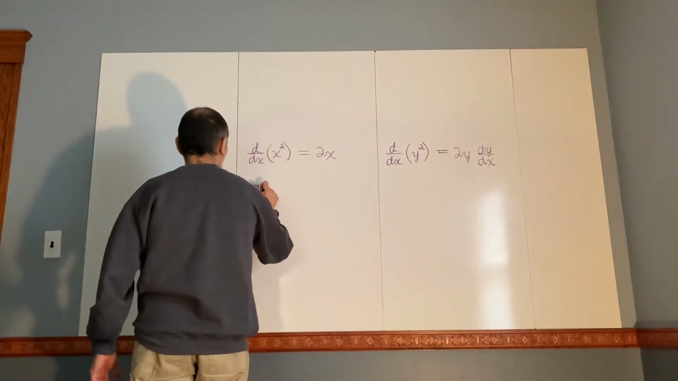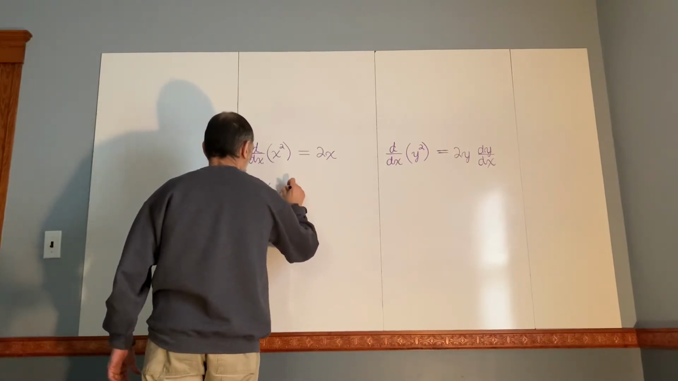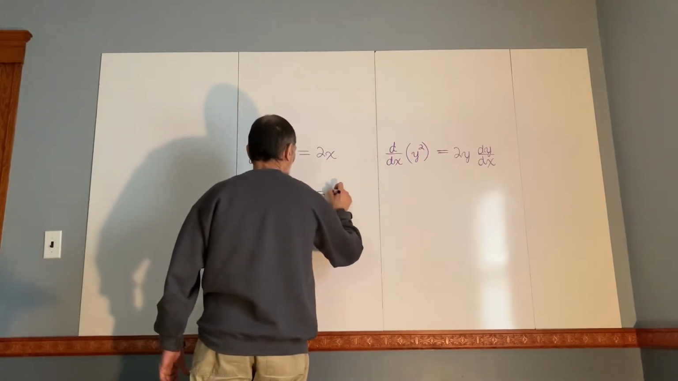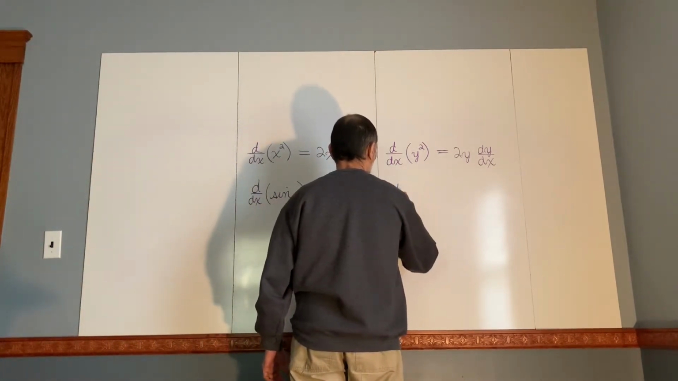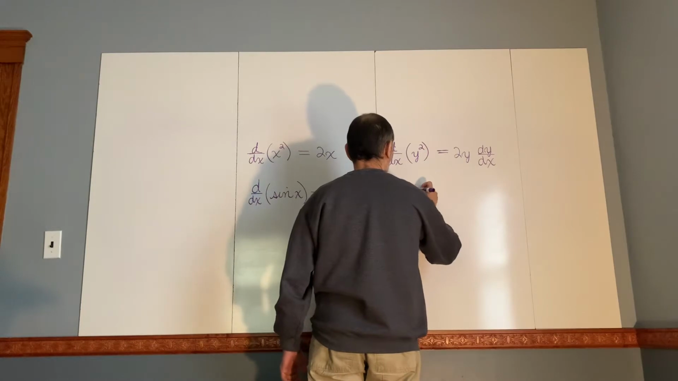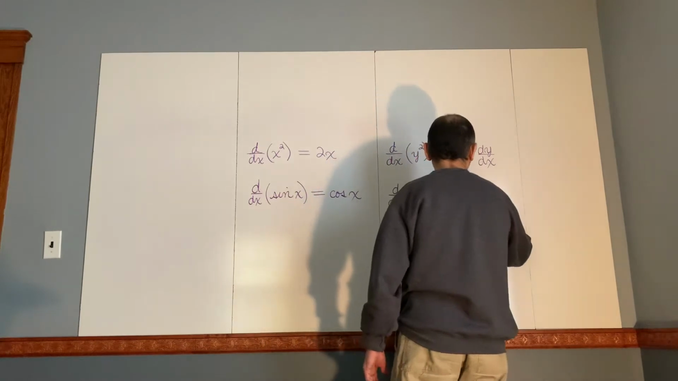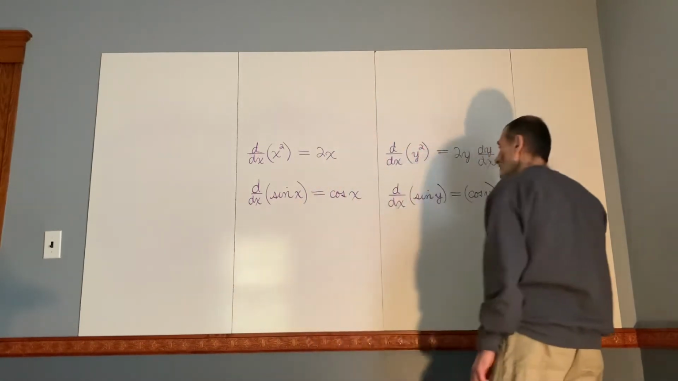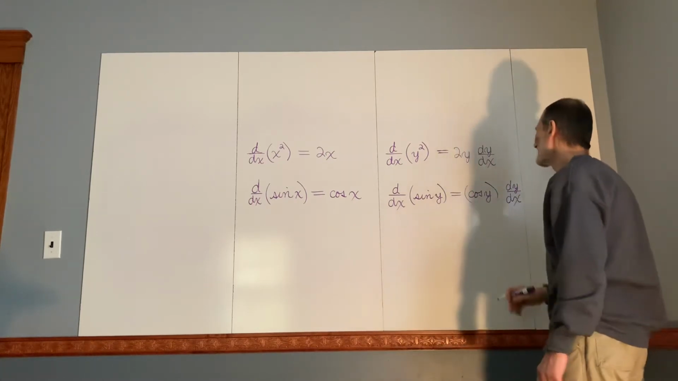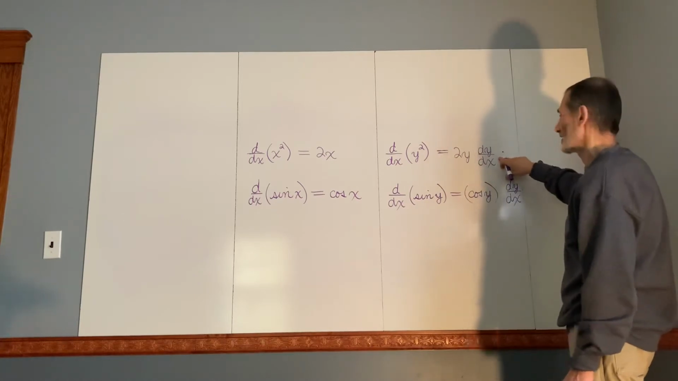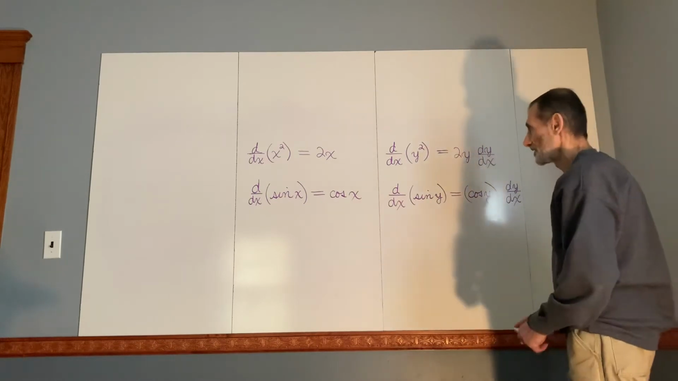The derivative, as we have seen recently, of the sine of x is the cosine of x. The derivative with respect to x of the sine of y is the cosine of y times dy dx. And this can become a pain after a while. You may want to just write y prime rather than dy dx, and I'll probably do that as I get into these.